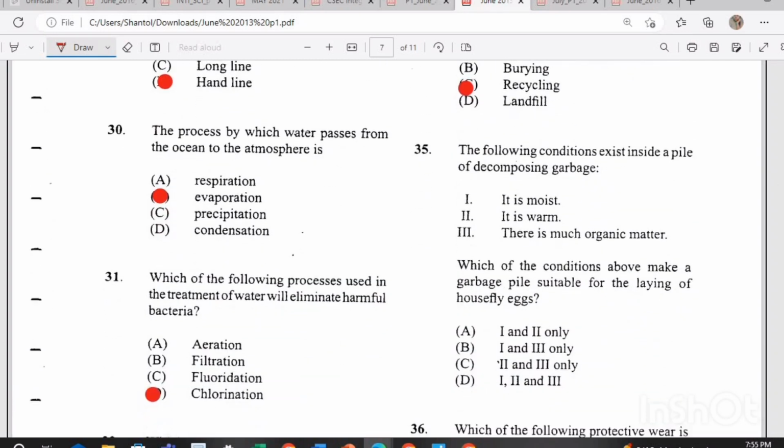35. The following conditions exist inside a pile of decomposing garbage. 1. It is moist. 2. It is warm. And 3. There is much organic matter, meaning much decaying or rotting matter. Which of the conditions above make a garbage pile suitable for the laying of housefly eggs? If you said all of them, you are correct.